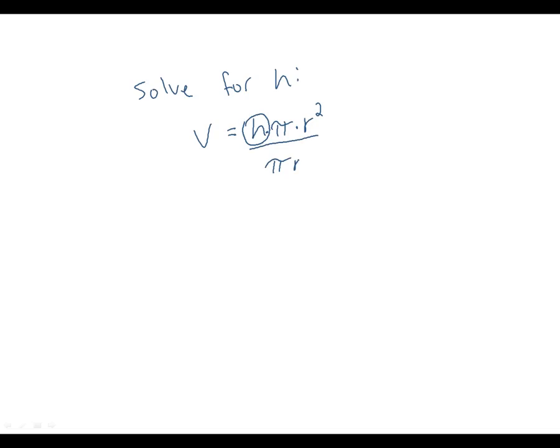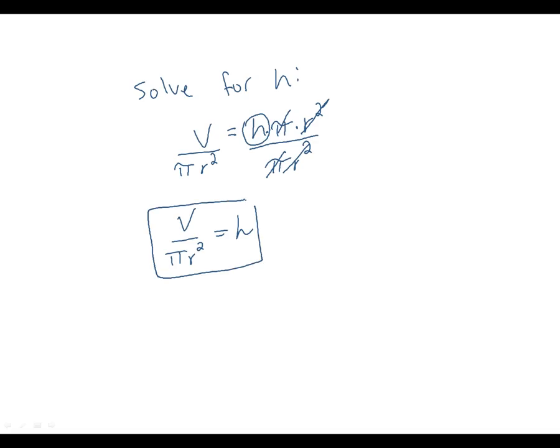More questions on this one? No? I have another one that's close to this one. So this one is very similar. It says solve for H. It's not in your packet, so you're gonna have to write this one down. And it's V equals H pi R squared.